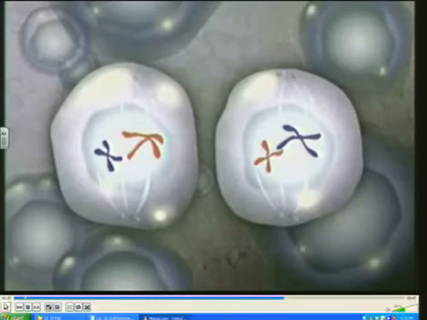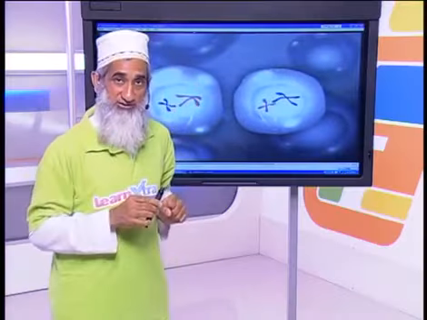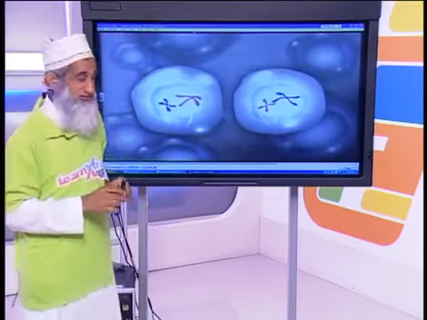Now look, in this particular cell, and I'm glad that they're showing it this way. The other one, we had the middle from left to right. In this cell, they're showing you middle from top to bottom. In a cell, it doesn't matter whether it's side to side or top to bottom. The middle is considered to be the equator. It all depends how the spindles form.